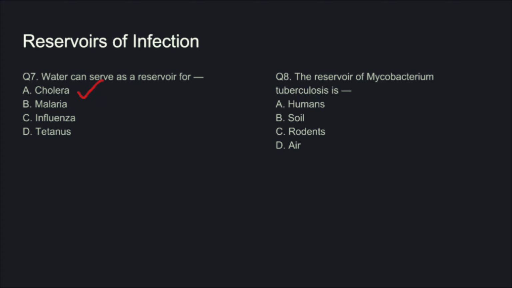Question number 8. The reservoir of Mycobacterium tuberculosis is: A, humans; B, soil; C, rodents; D, air. So correct answer is humans, option A. Question number 9.